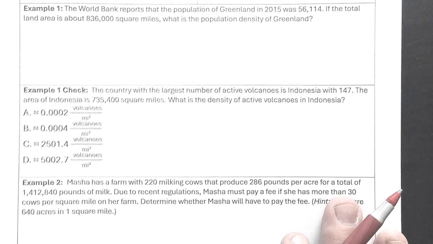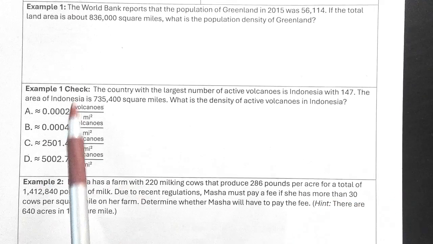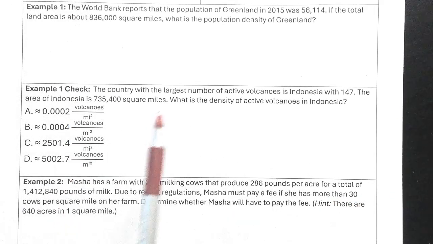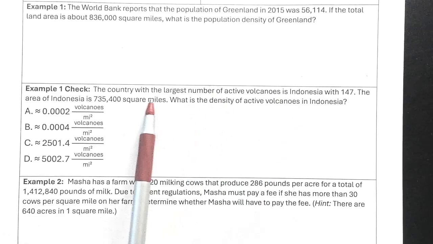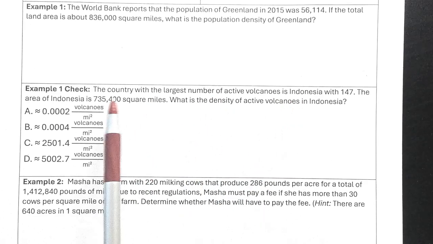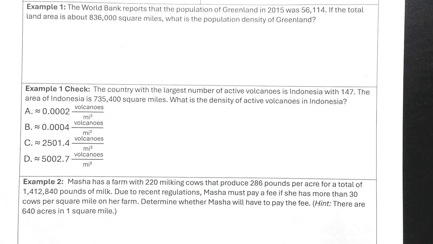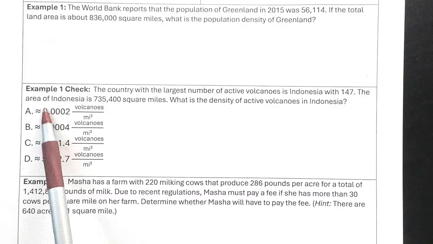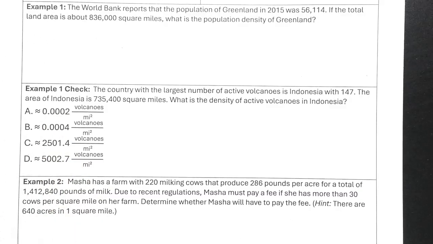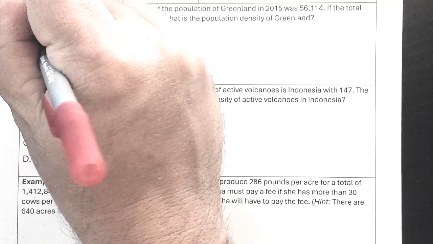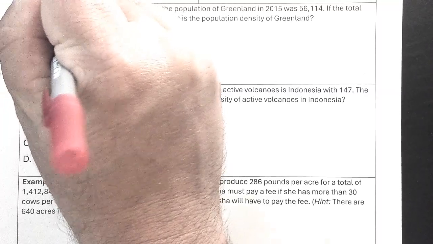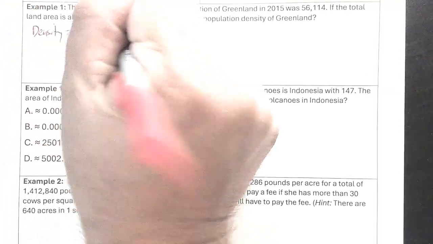So moving here. I'm going to put example 1 and example 1 check together. So you guys are going to deal with some volcanoes. And here's your square miles. So you're going to divide those. And it kind of tells you here, it's volcanoes over miles squared. And you should get one of these 4. So it's going to be number of objects over area like we had. So I'm going to go ahead and write that. So density equals, and I'll draw my line.